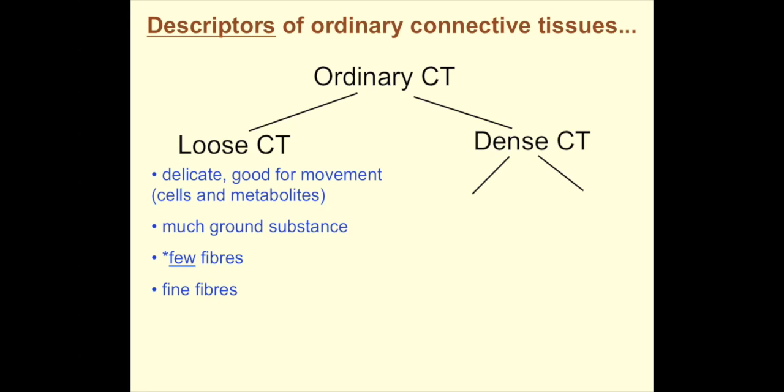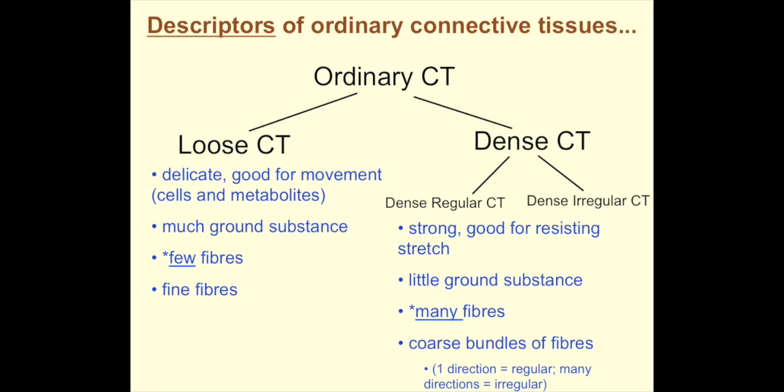Dense connective tissue is actually further subdivided. So loose connective tissue is just classified as loose connective tissue, whereas dense connective tissue is further subdivided into two different types: dense regular connective tissue and dense irregular connective tissue. What's the difference? Well, it's about the orientation of the fibers within that connective tissue. Dense connective tissue as a whole, however, is about strength. It's about resisting stretch, resisting abrasion, those sort of factors.